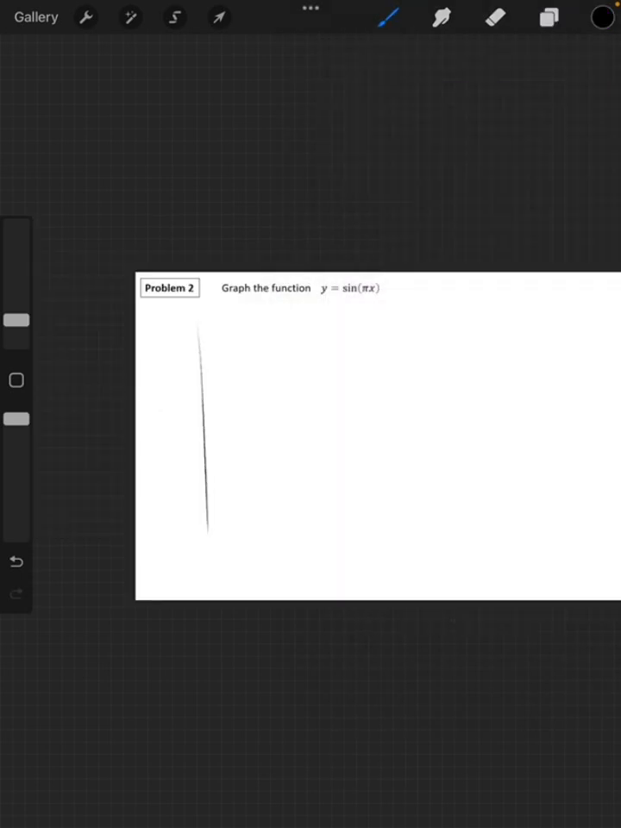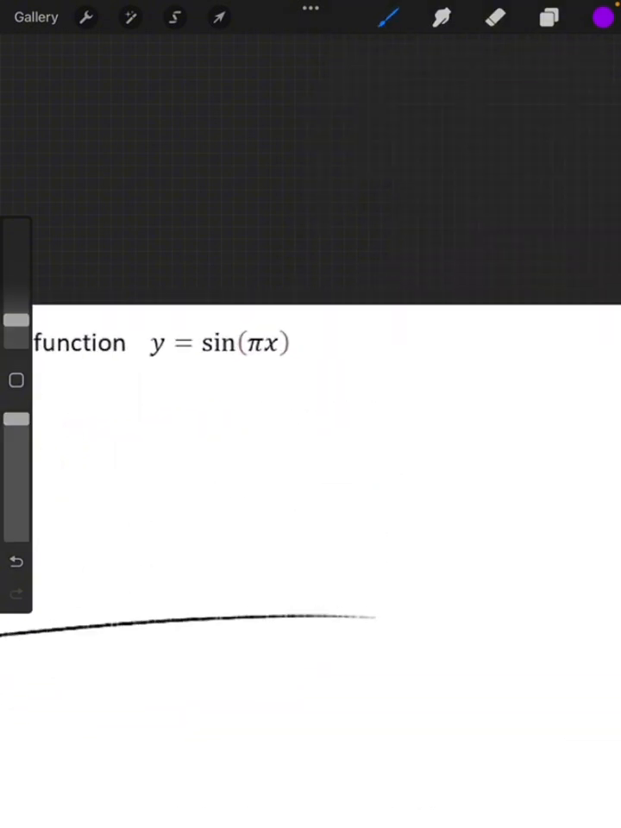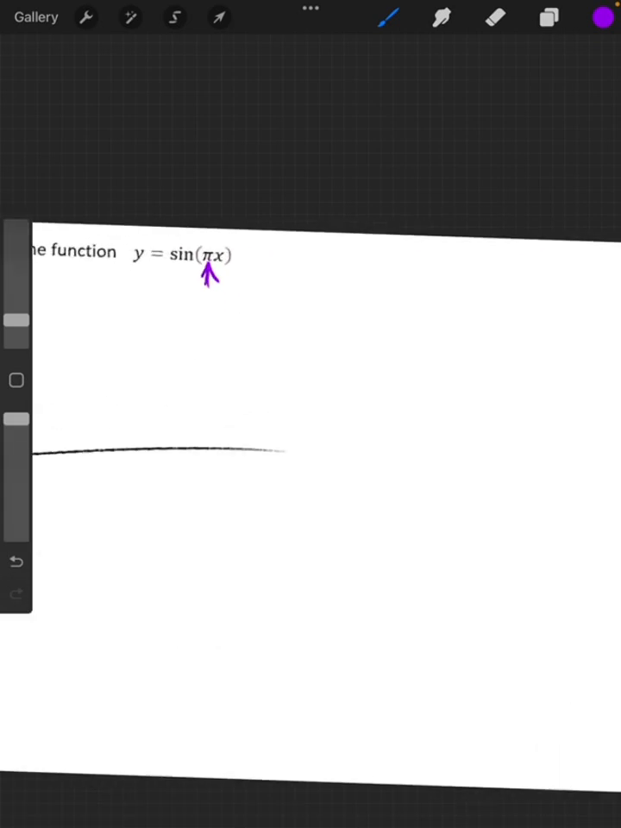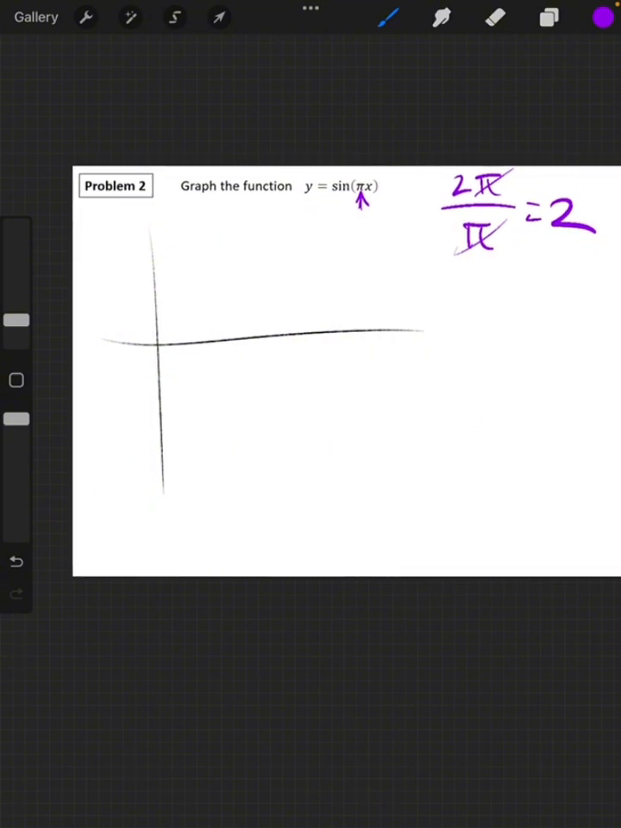Okay, last one. We have to graph this function. And see, we have this little pi here, which changes the equation. So now we have to find the period. So we just divide 2 pi by that number right there. And the pi's would cancel out, and we would just get 2. So our period would be 2 then.